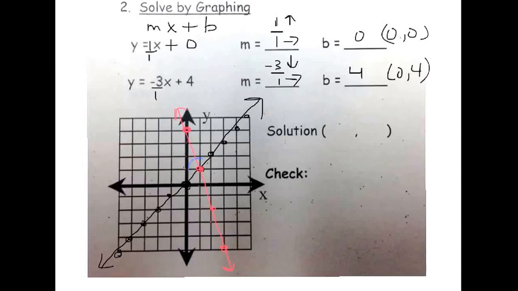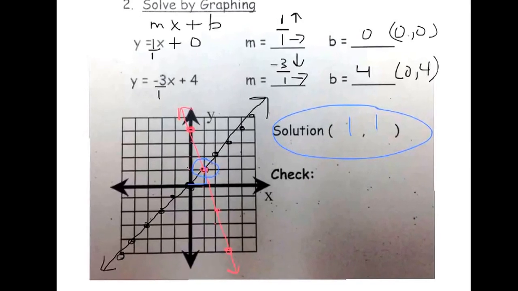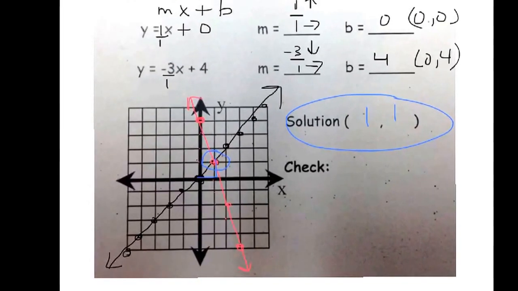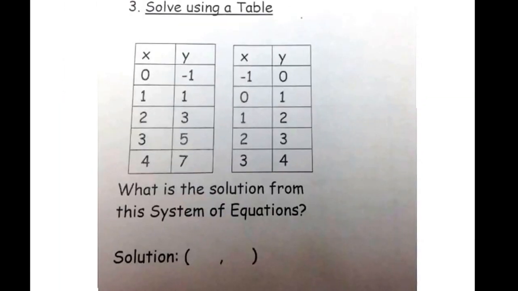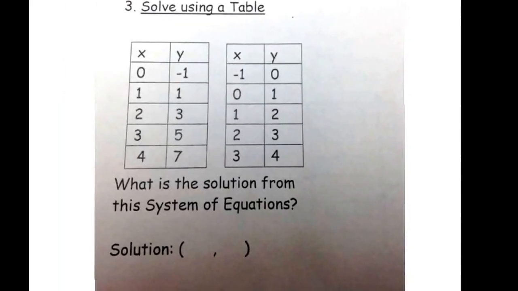We can see that they hit right there, which is to the right 1, up 1, or 1, comma 1. And this is our solution. So it's as easy as that. And it's going to get a little bit easier in class once we show you how to do it on the calculator. And the next thing shows us how to do this using the table.